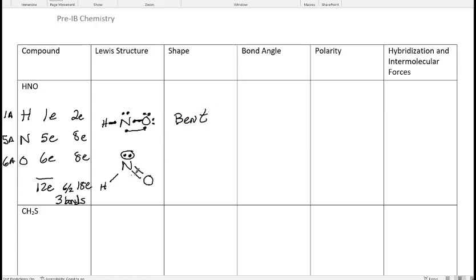Right? So remember, bent, so it has 1, 2, 3 areas of electron density, but 1 lone pair. So this is 3 steric areas, or 3 areas of electron density, and 1 lone pair. And I know that bent is somewhere around 114.5 approximately.